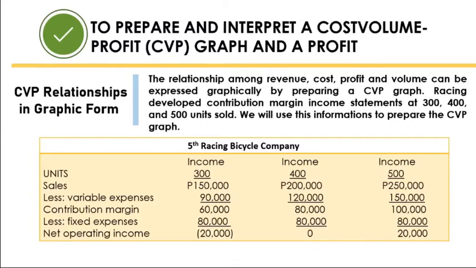Learning objective number 2 is to prepare and interpret a cost-volume-profit or CVP graph and a profit graph. The relationship among revenue, cost, profit, and volume can be expressed graphically by preparing a CVP graph. Fifth Racing developed a contribution margin income statement at 300, 400, and 500 units sold. We will use this information to prepare the CVP graph.